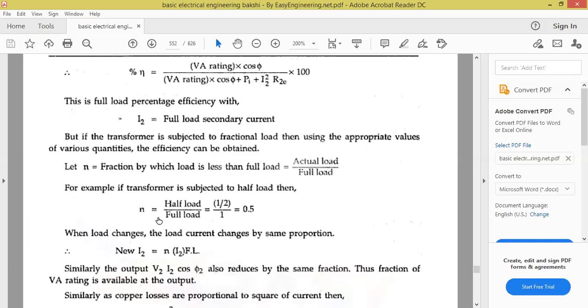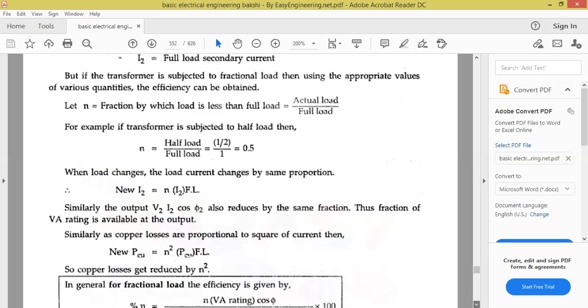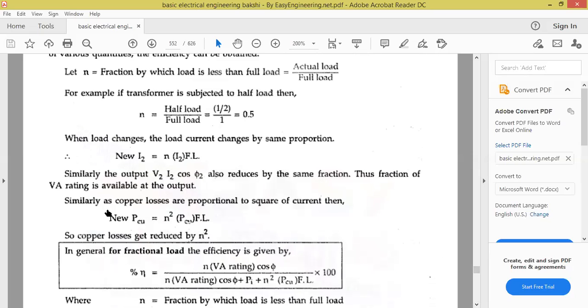So what is the fractional value of n? n is 0.5. Okay. So now we'll see how copper losses change with respect to changes in load. What is the formula for copper loss? The new copper loss at any load equals n square into copper loss at full load. Let us say copper loss at full load is 100, and you have to calculate copper loss at 50% load.